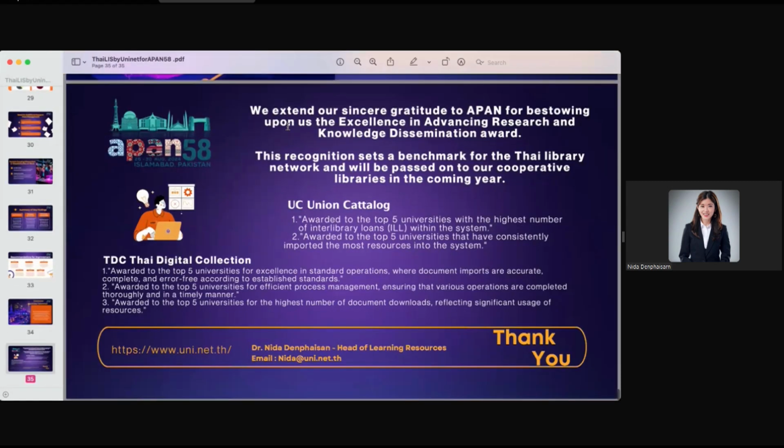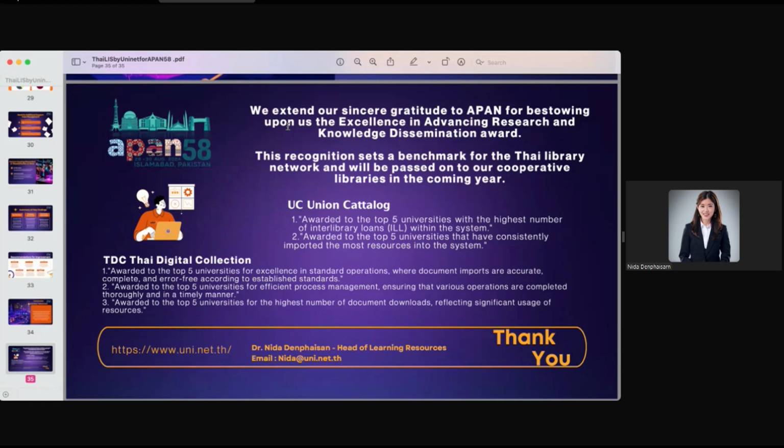Okay, last one. We, as me, extend our sincere gratitude to APAN for awarding us the Excellence in Advancing Research and Knowledge Dissemination Award. So we have planned that this recognition will be the benchmark for the Thai Library Network and will be passed to our cooperative network, I mean Thailand libraries, in the coming year.